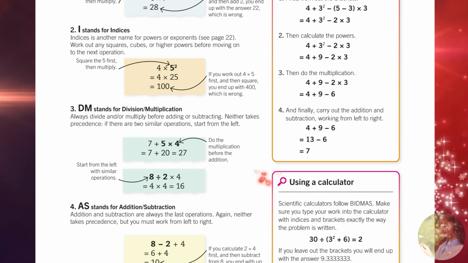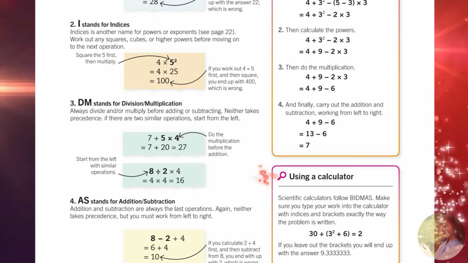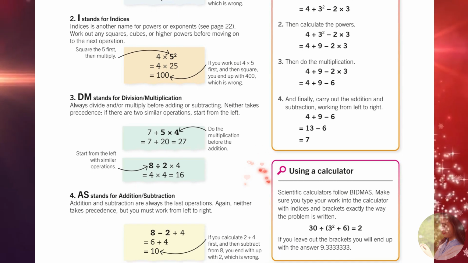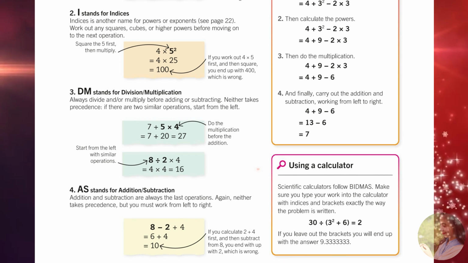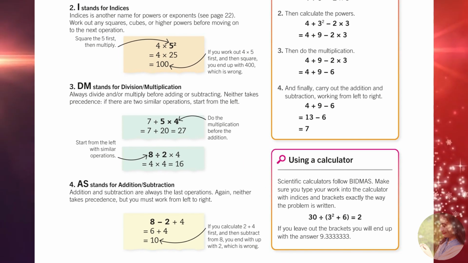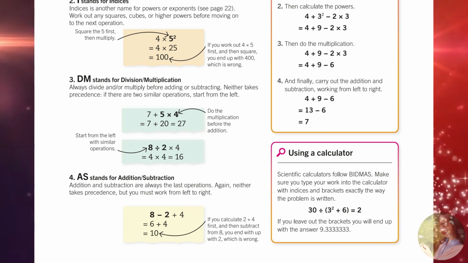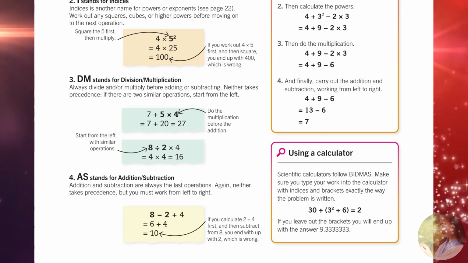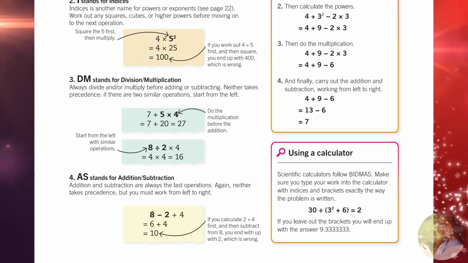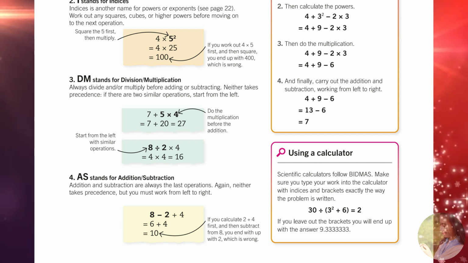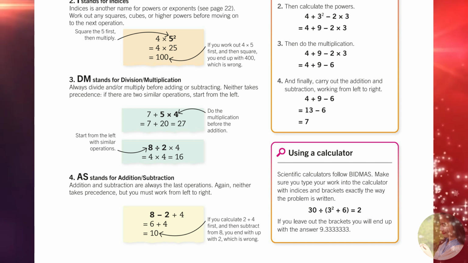Using a calculator. Scientific calculators follow BIDMAS. Make sure you type your work into the calculator with indices and brackets exactly the way the problem is written. 30 divided by, in parentheses, 3 squared plus 6 equals 2. If you leave out the brackets, you will end up with the answer 9.333333333.